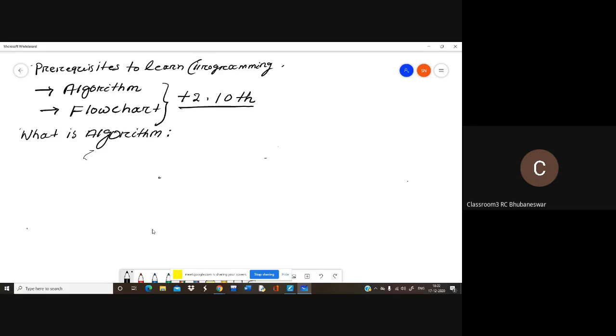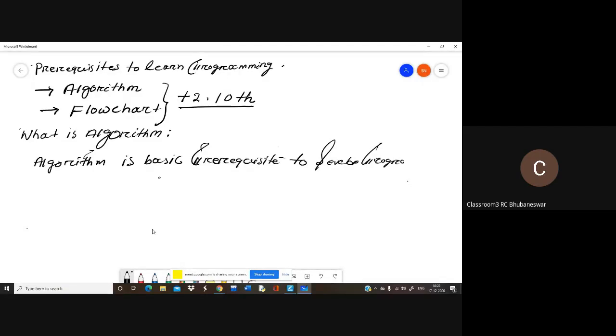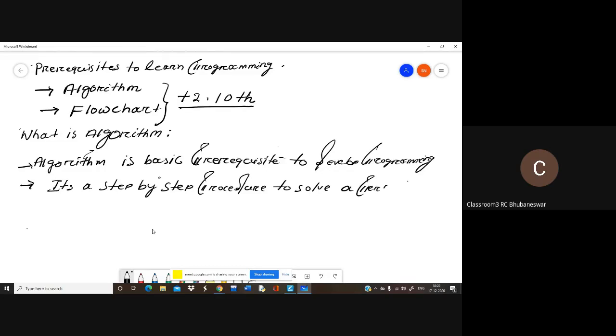So now it is very clear. Algorithm is the basic prerequisite to develop programming. Number one, it is necessary because it gives a clear-cut picture and idea. Number two, it is a step-by-step procedure to solve a particular problem.